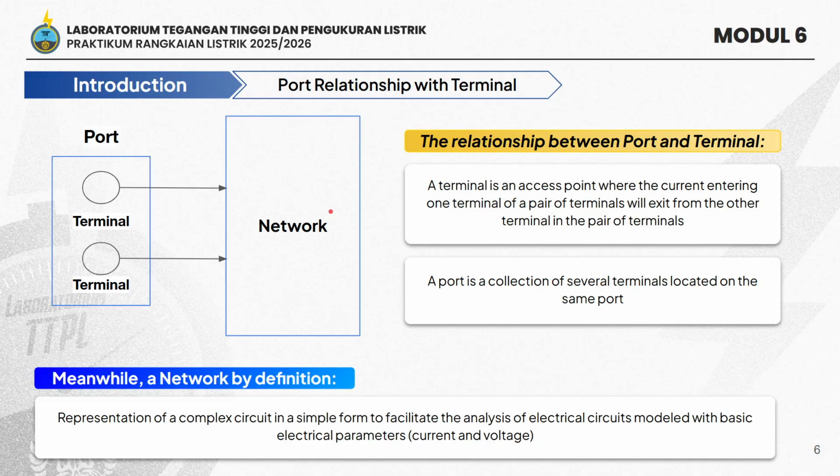And a port is a collection of several terminals located on the same port. So, for example, if we have two terminals right here, one of the terminals is an access point where the current is coming out, and the second terminal is the access point where the current is incoming to the terminal. And if the terminals are on the same place or the same spot, we can call it a port.